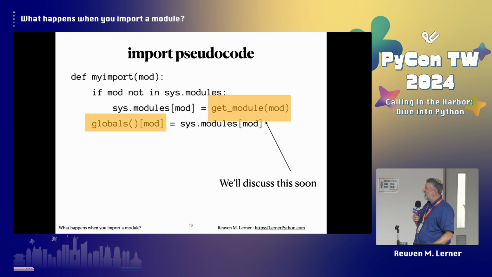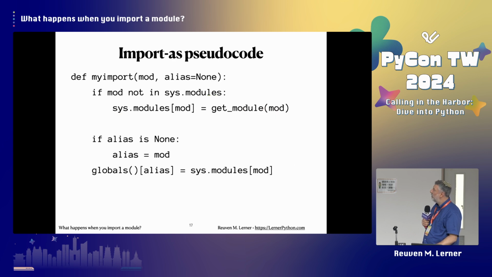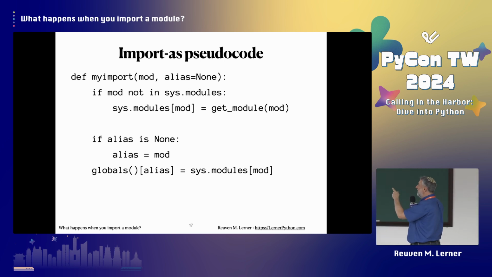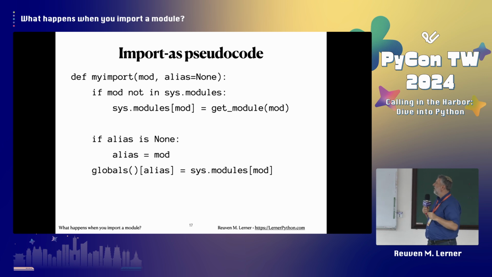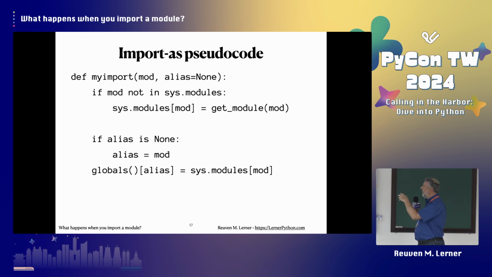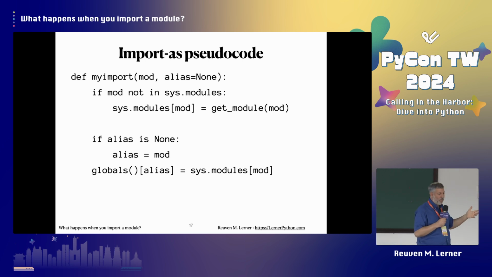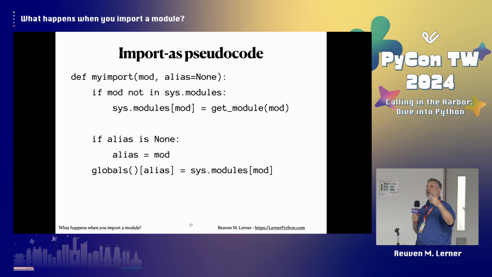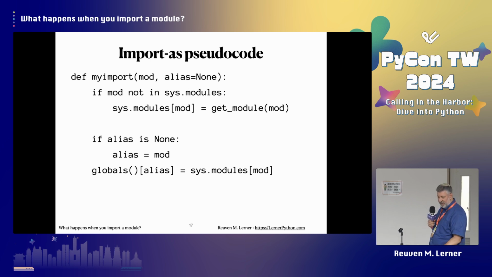Wait a second. What is this get_module thing doing? That's sort of papering over all of the real implementation, right? Well, before we get to that, what about import as? Well, we can just do it like this. Def myimport of mod, and then we have alias equals None, right? So that's an optional argument. So now I once again say if mod not in sys.modules. So if we've not seen this before, then we're going to load it and we're going to assign it to sys.modules of mod. And then which global variable am I going to use? Well, if alias is None, then alias is mod. Otherwise, we'll just use the alias, and globals of alias is sys.modules of mod, fantastic.